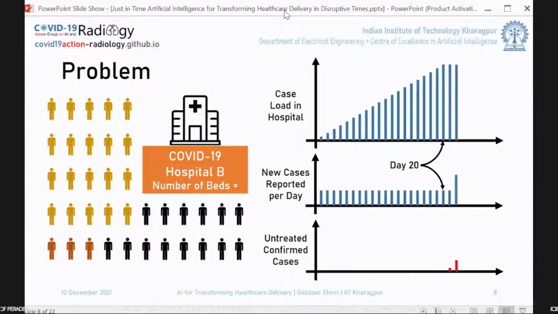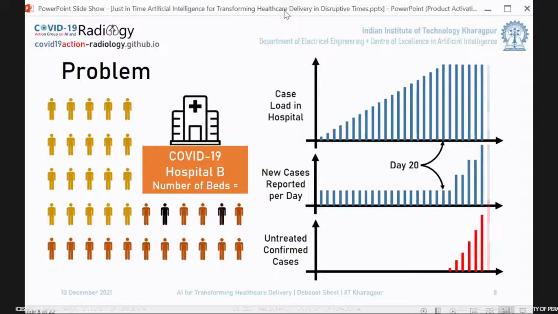On the next day, which is the 22nd day, because there is one untreated case who is not put into containment and not in the hospital, not under treatment, they end up becoming what we call super spreaders. So they would start spreading all of these viruses, and then they tend to affect more people.